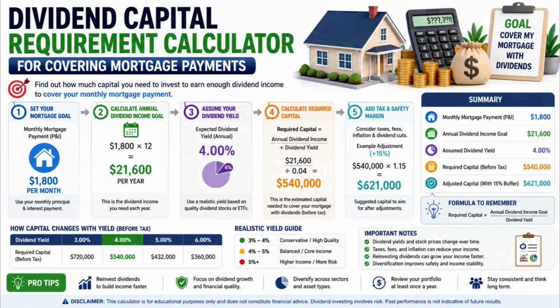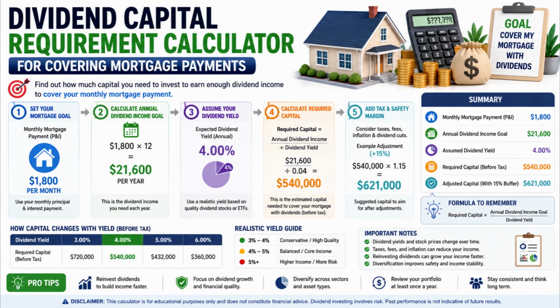Furthermore, consider adding a safety margin for taxes, fees, inflation, possible dividend cuts, and changes in mortgage-related expenses. In the example shown, a 15% buffer is added to the original capital estimate. Multiplying $540,000 by 1.15 gives an adjusted capital target of $621,000. As a result, instead of aiming only for $540,000, an investor may consider building toward approximately $621,000. This additional buffer can provide greater protection if dividend income falls below expectations or expenses increase.